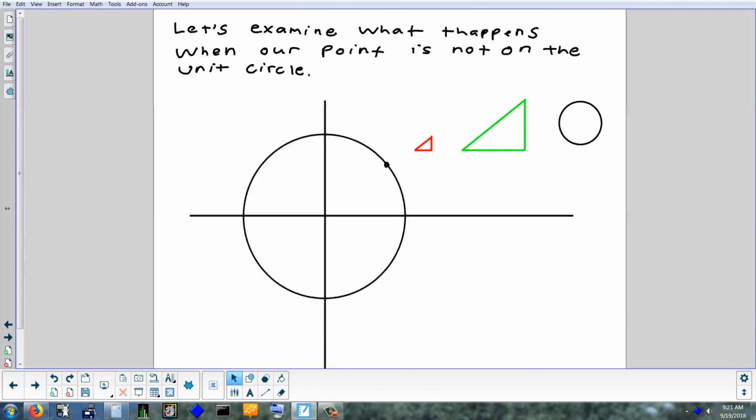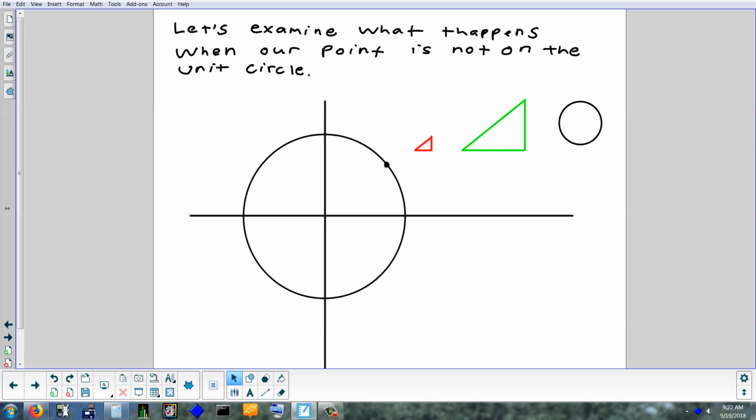All right, so we're going to take a look at kind of doing the same thing, except we're going to look at what happens if we don't have a point on a unit circle. Luckily, it's really not that much different. Everything kind of stays the same as far as the formulas. So there's one small thing that will change.